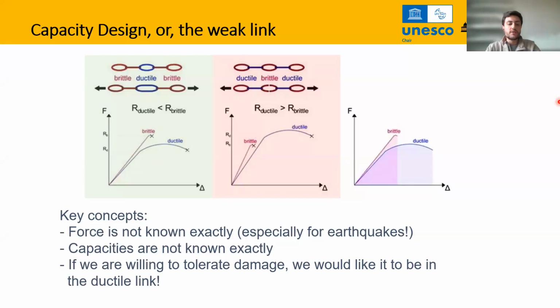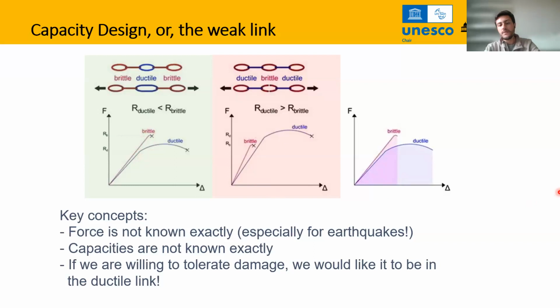So therefore, considering all this, there is a need to tolerate some damage, and in that case, we want to tolerate it in the ductile link. So if we go back to the chain made of brittle and ductile elements, and if we apply some axial force, we want the chain failure to occur in the ductile element and not in the brittle element. And for this, we need to ensure that the ductile element maximum strength is lower than the brittle strength. So therefore, we can dissipate energy through the ductility of the building and not through the failure of the brittle elements.